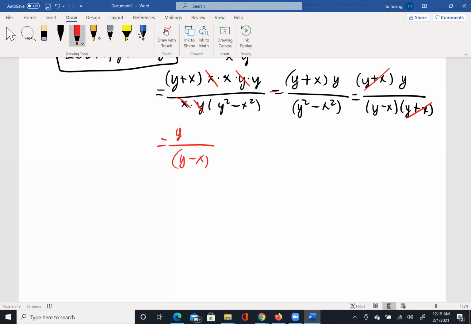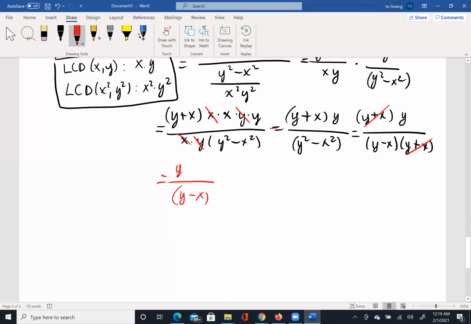Okay. I think I'm missing an x here, right? X here, and x here. Okay, good.